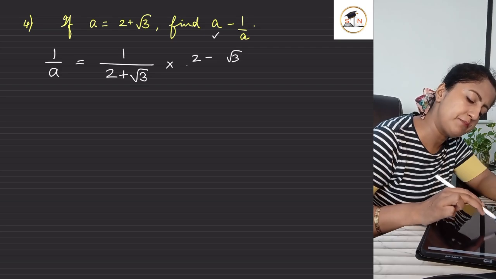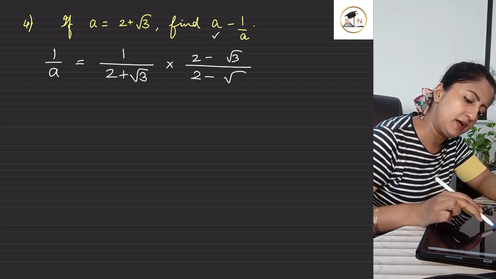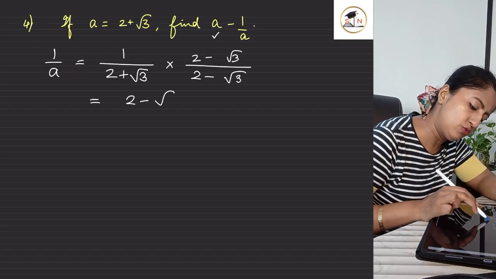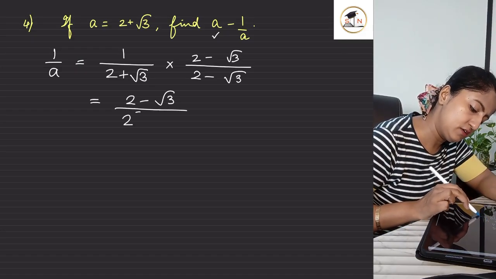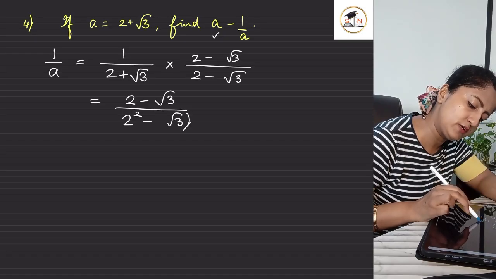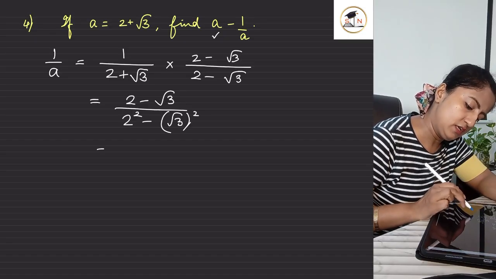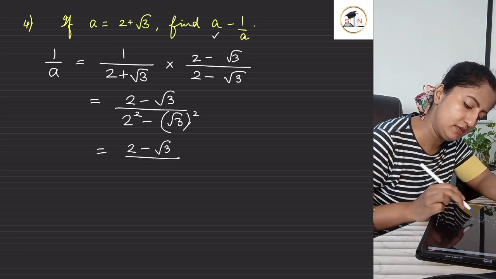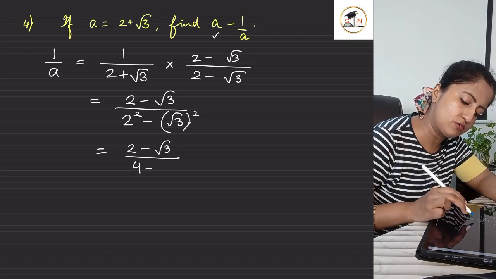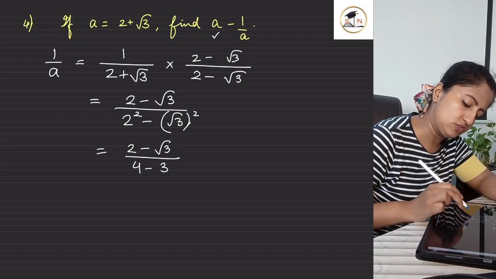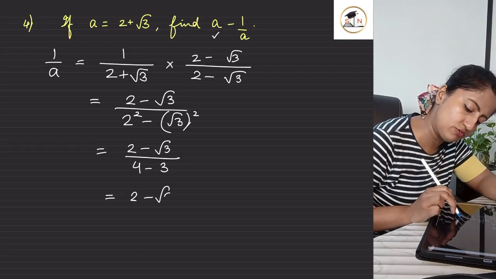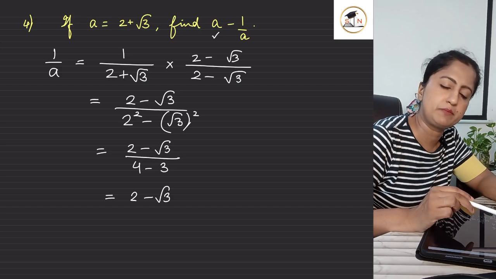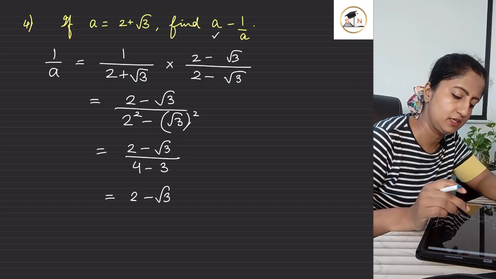उसके लिए हम अपना वही सेम प्रोसेस, मल्टीप्लाई एंड डिवाइड बाय चेंजिंग द साइन. सो व्हाट डू वी गेट? वी गेट 2 minus root 3 over 2 square minus root 3 square. न्यूमरेटर तो सेम रहेगा, राइट? कोई मल्टीप्लिकेशन नहीं है वहां पे. 2 square is 4 and root 3 square is 3. So what do we get? We get just 2 minus root 3. डिनोमिनेटर में 1 बचा.